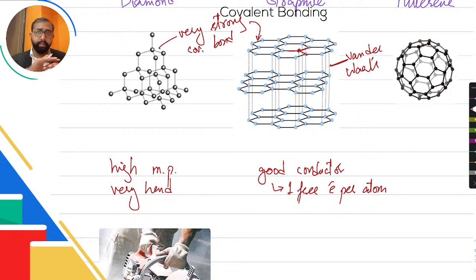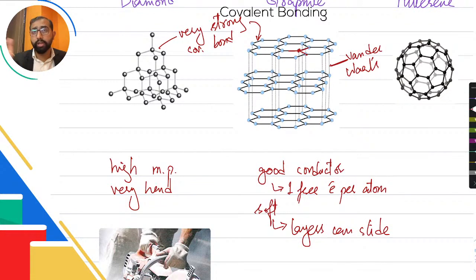There are these layers of hexagons, and these layers can slide. So that makes graphite very soft, because layers can slide. These layers have weak forces between each other, so they can slide. And the 4th unbonded electron, as I've already told you, is free, so it can move along this layer, and they conduct electricity. Now the third one, which is fullerene, is basically a large ball of atoms.